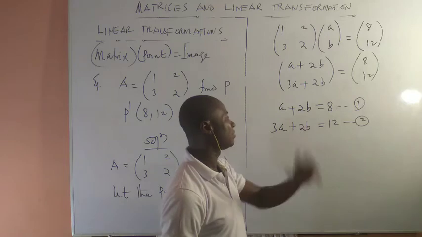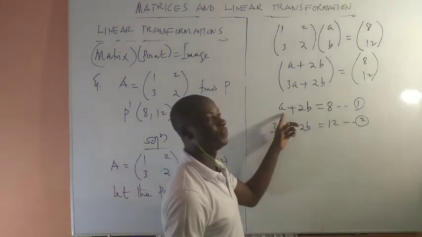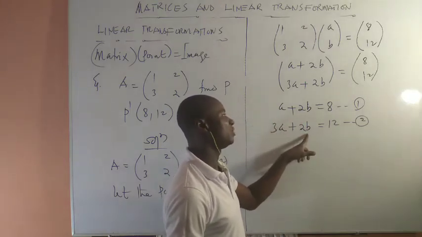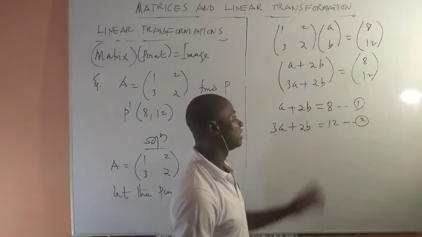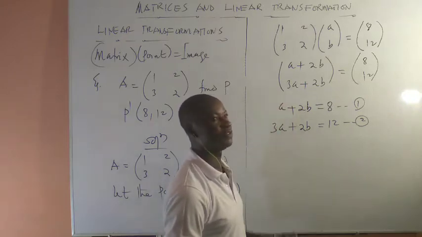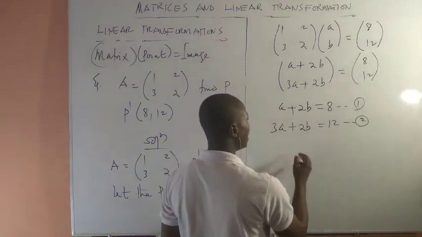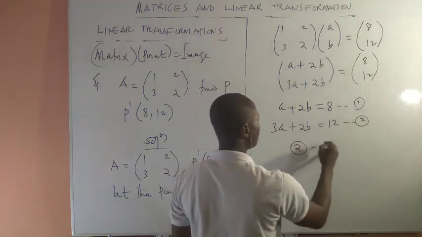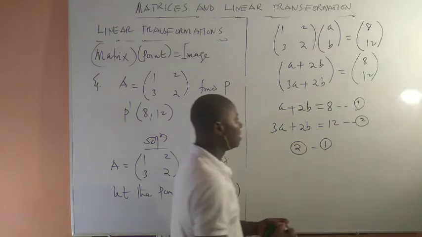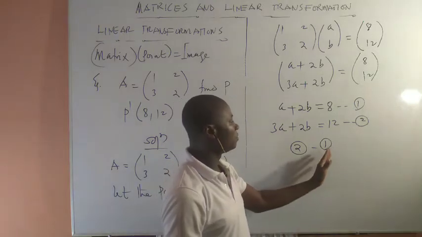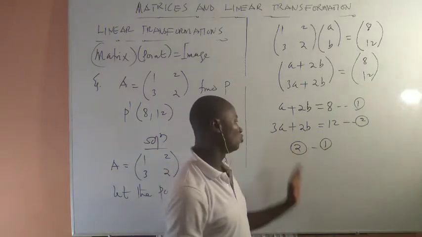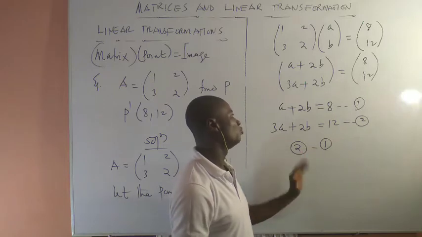You can also use substitution by making one of the variables the subject. You substitute in the other equation to find the other variable, then you send it back again to find the first variable. But now let's try to use elimination to solve this. So we have equation 2 minus equation 1. That means that we are subtracting equation 1 from equation 2. So 2 minus 1 means we are taking 1 from 2.